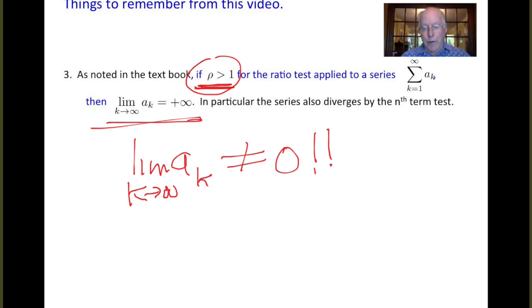We saw earlier that if the terms you're adding up are not getting small, not going to 0, then the series diverges. So the moral here is, when a series diverges by the ratio test, it really diverges because you're adding things that are getting infinitely large.